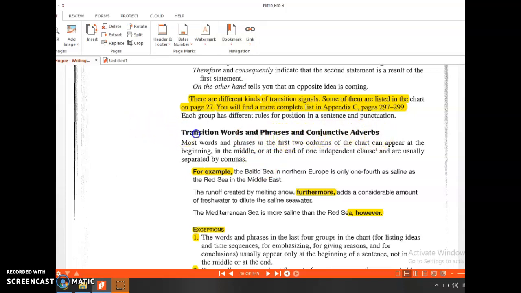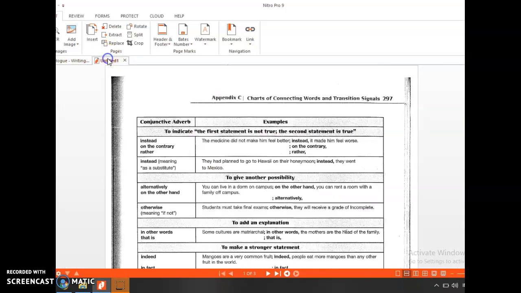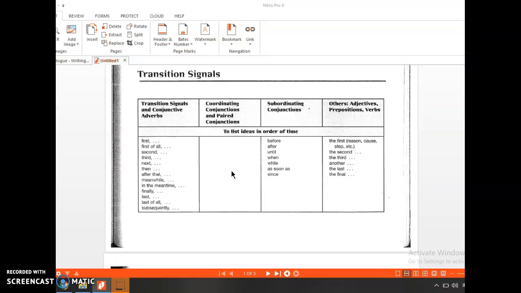Actually, this is related to your knowledge about grammar. Alright. So, most of the words and phrases in the first two columns of the chart here, yeah. You have already downloaded the book, and please see Appendix C on pages 297 until 299. You will find a more complete list of transitional signals. For example, here you have conjunctive adverbs to list ideas in order of time.